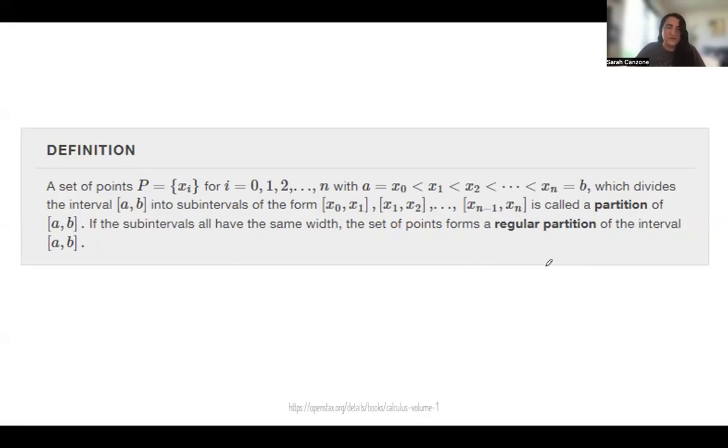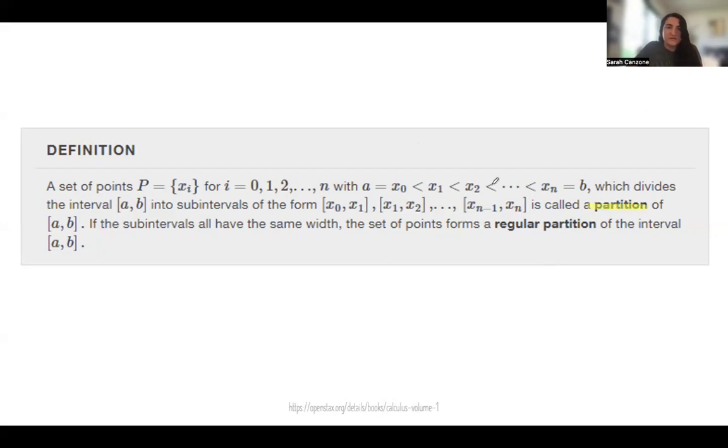What I mean is you're not going to have the interval from 1 to 4 and then 5 to 25 and then 25 to 26. That just would make no sense for us. So you're going to have it in regular intervals. So maybe 1 to 2, 2 to 3, 3 to 4, or 1 to 3, 3 to 5, 5 to 7, where they're all going to be the same width.